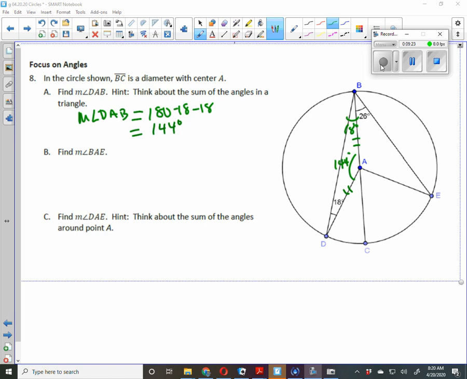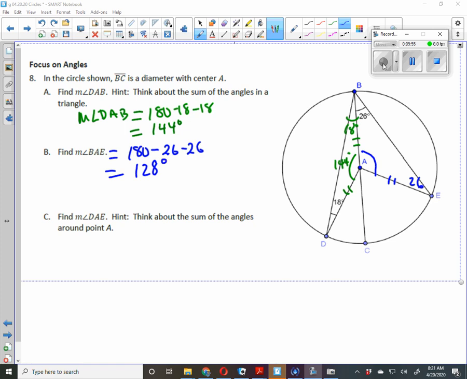That's pretty cool. Find the measure of angle BAE. BAE, we're looking for this angle now, right? Well, basically, we also know this is also a radius, so this now is an isosceles triangle, and that's 26. So we know BAE is equal to 180 minus 26 minus 26 equals 128 degrees.